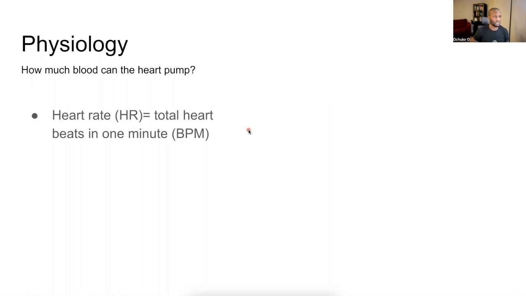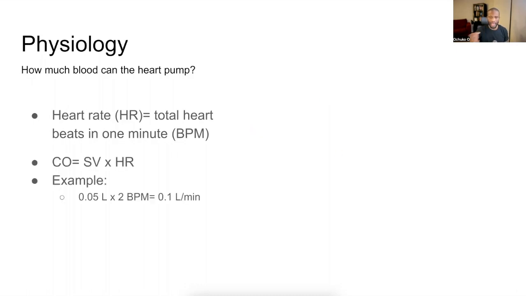And this equation here is the equation for cardiac output. And we know what the heart rate is, and the heart rate is how many times the heart beats in a minute, or how fast the heart is beating. And remember, once again, the stroke volume is how much blood comes out. So when we multiply these two, we get cardiac output.